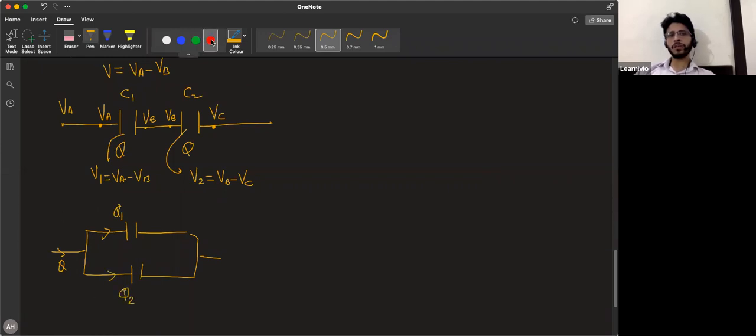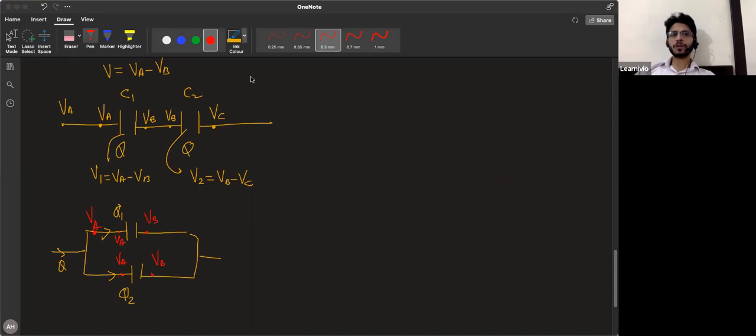What about the potential? If I take the potential at this point as VA, will this point also be VA? No, it will be something else. Think again. Potential remains the same along a straight wire, so it will be the same. Yes, you are right. This is the same. And what about here? Is it VA or something else? That's VB.